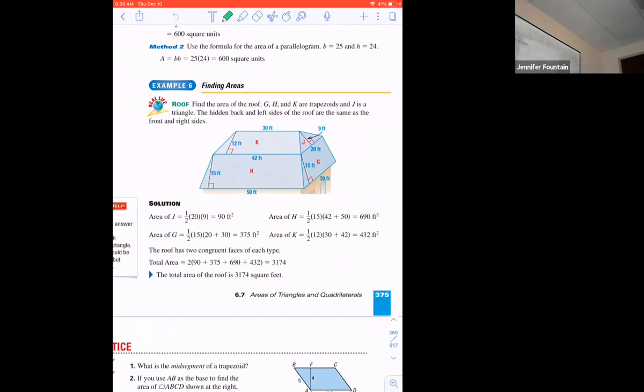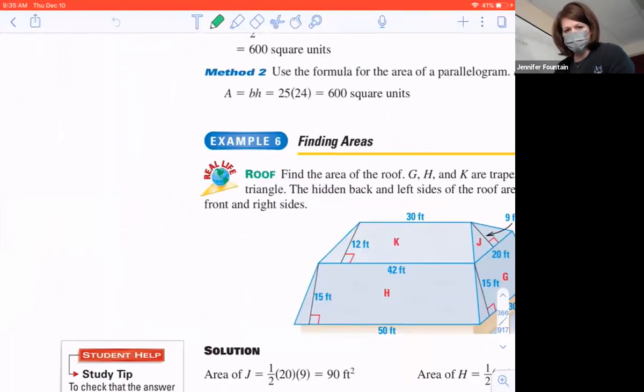Oh yeah, it's like the roof. So on page 375, we talked about how this was our roof. To find the area of the whole entire thing, I have to find the area of each part and add it together.